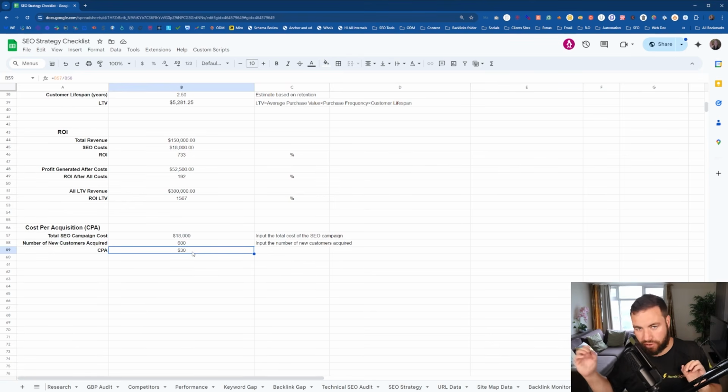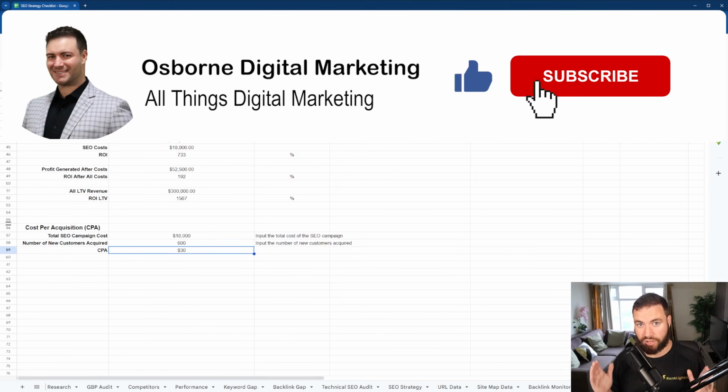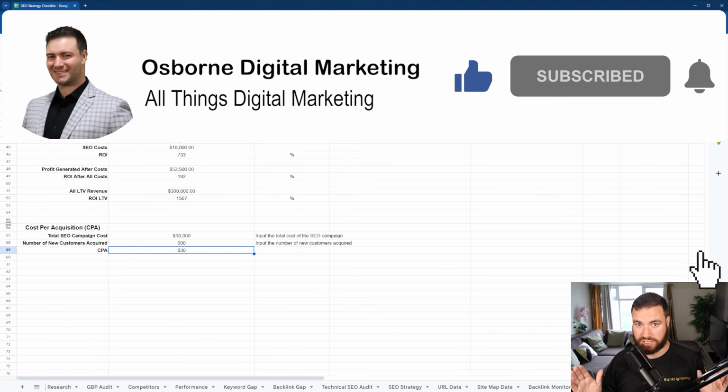Compare that against your Google ads. Compare that against your letter drops. Compare that against your Facebook ads. This is exactly what you want to be doing. You want to be looking at these formulas. This is exactly how you can measure the return on investment of any SEO campaign.